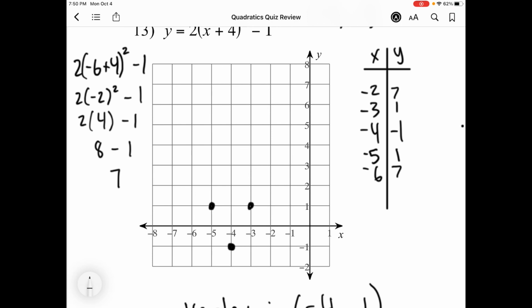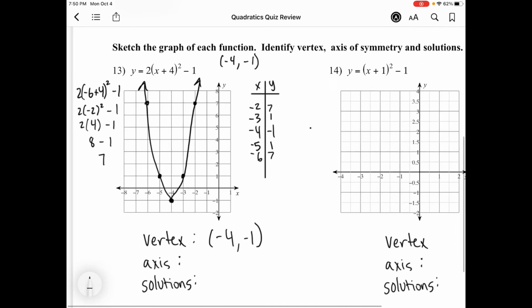So I can go ahead and graph those. So negative 2, 7. And negative 6, 7. So we can connect those points, make it look a little bit better. And that's what our graph should look like, right?